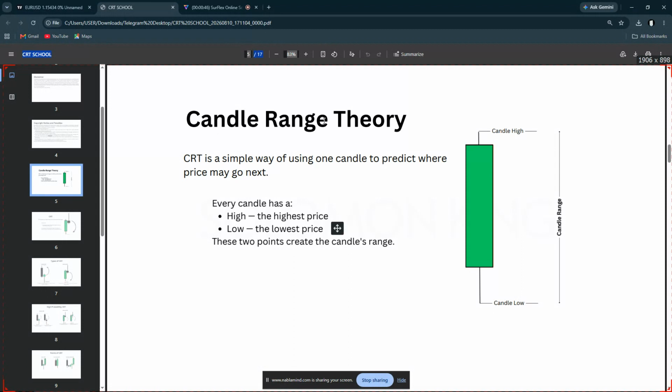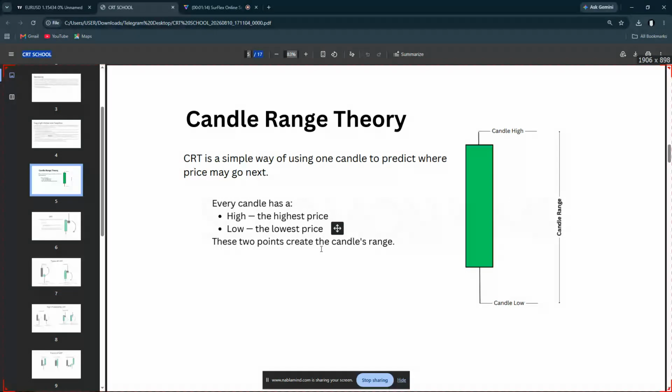Now, what is candle range theory? Candle range theory is known as CRT. And what is CRT? CRT is the simple way of using a candle to predict another price and also where price is going to go. Every candle has a high, which is the highest price, and every candle has a low, which is the lowest price. This is how it started, and this is how the foundation begins.